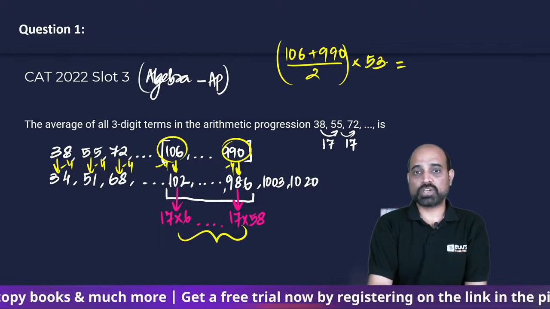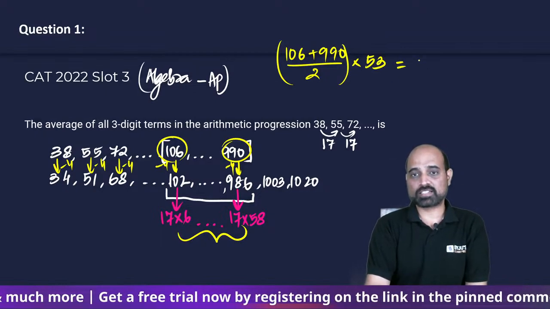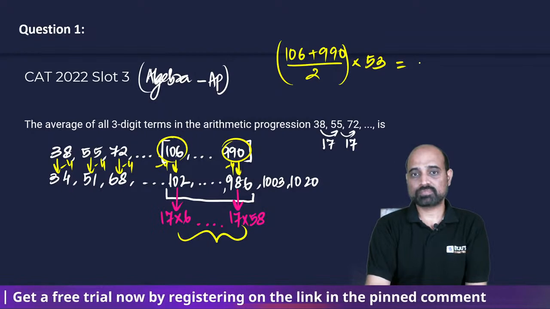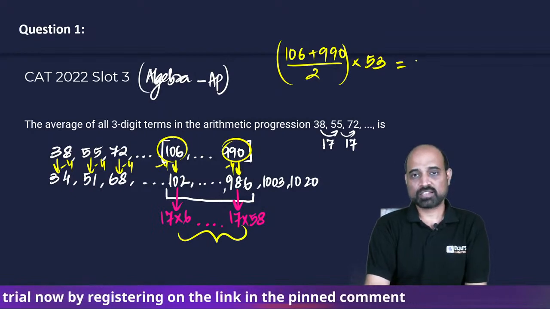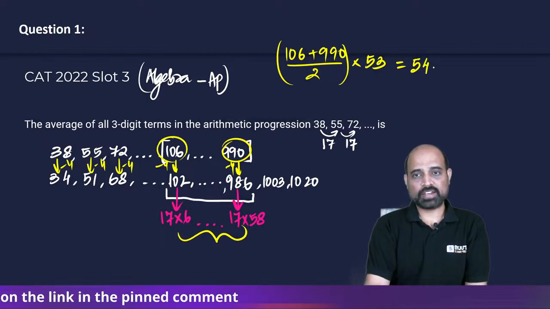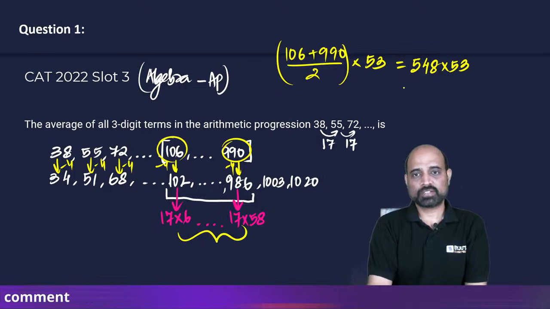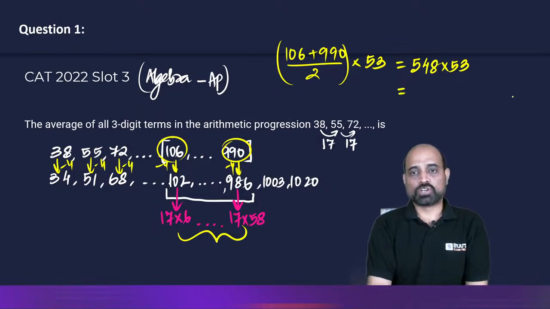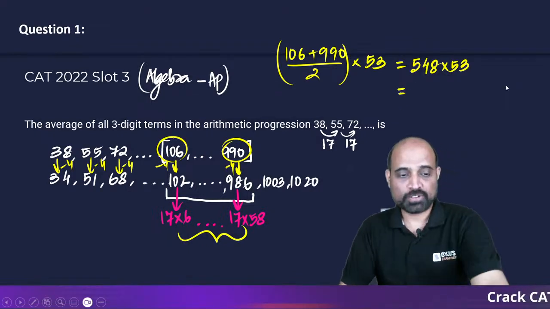So, this is going to give us 1096 by 2, which is 548, into 53. So 548 into 53 is the calculation we need to do.